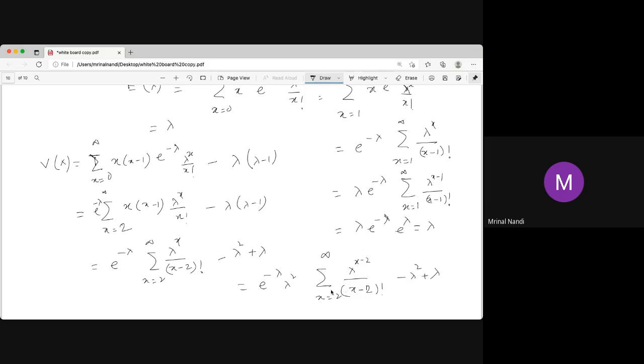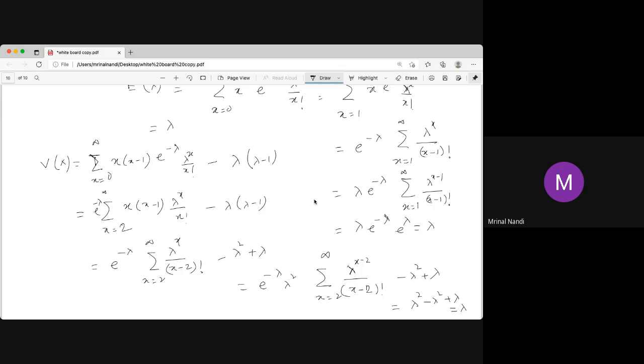Again, same thing. If we put x equal to 2, it is just 1. X equal to 3, it is lambda. If x equal to 4, it is lambda square by factorial 2. So it is just e to the power lambda into e to the power minus lambda, which is just 1. So it is lambda square minus lambda square plus lambda. It is just again lambda. So variance and expectation are the same for the Poisson distribution.